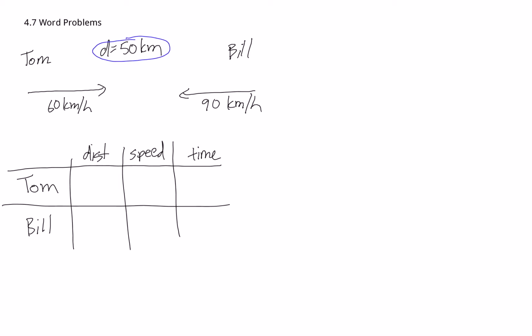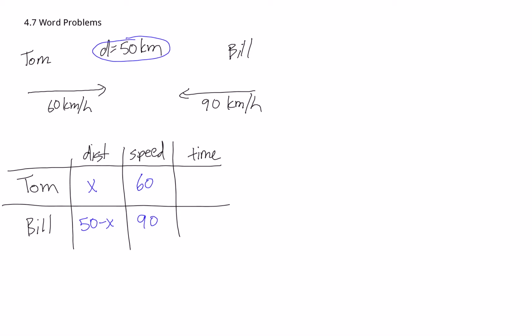So let's suppose we call Tom's distance x. We don't know how far he's going to go, but we know that Bill's then would be 50 minus x, right? Because the total is 50 kilometers. So if Tom drove 20, that means Bill would have driven 30 or whatever. So they have to add up to 50 in either case. The speeds we do know. So Tom drove 60, Bill drove 90.